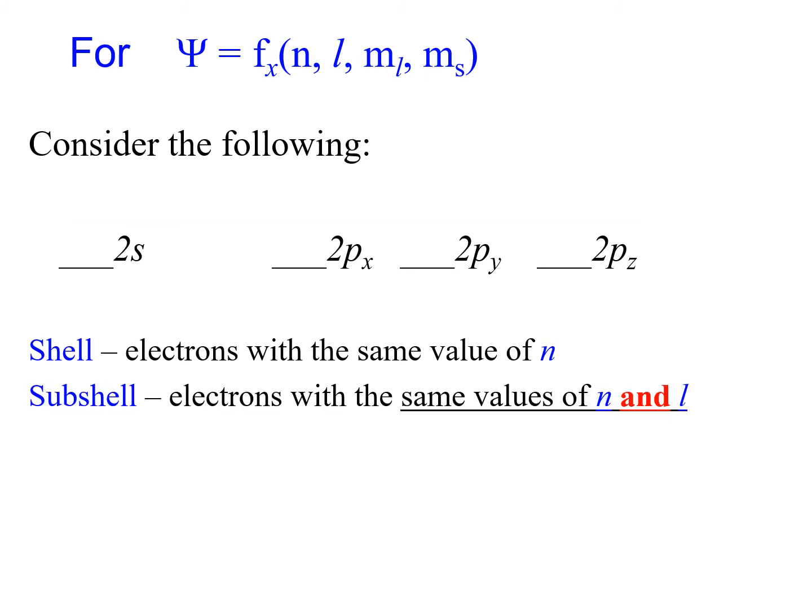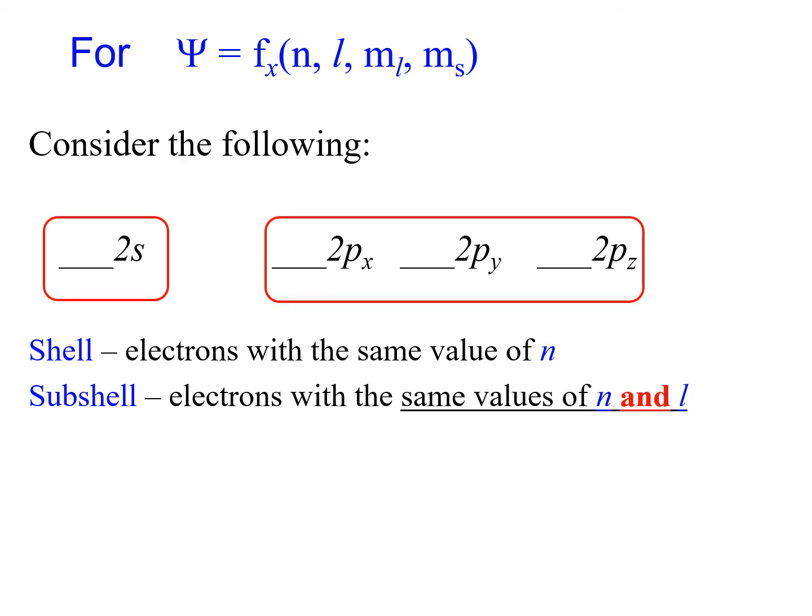The subshell electrons have the same values of n and l. And so the electrons that are subshells would be the 2s, and then another subshell in the second quantum level would be the 2p's. Those are the electrons with the same value of n and l. So all the electrons in these orbitals are subshell electrons. The only time we would call them shell electrons is in consideration of the s.